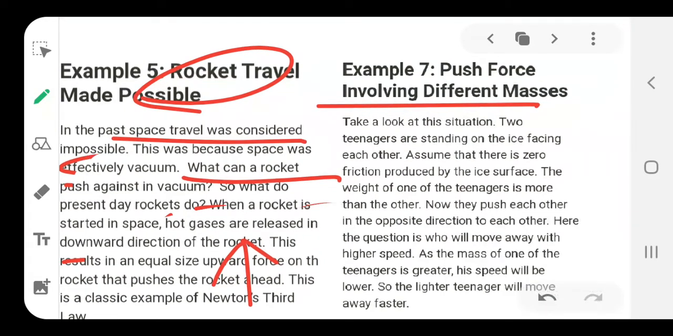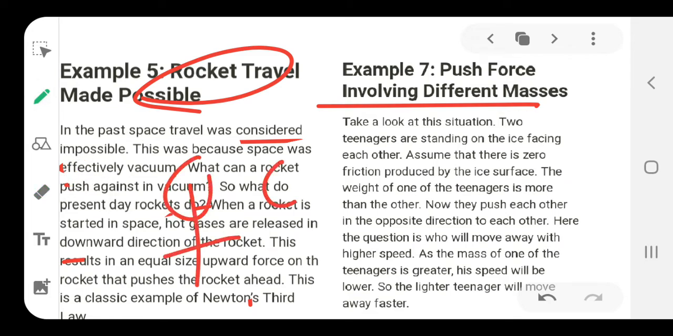Now, the force involved in different masses, as I have told you, if the two bodies have different masses, then there will be a different effect. So take an example, say two teenagers standing on the ice facing each other. That is a good example, okay. Just try to visualize it. The two individuals are standing on a surface which is icy, okay. So make sure and assume there is no friction because they are on an ice surface.